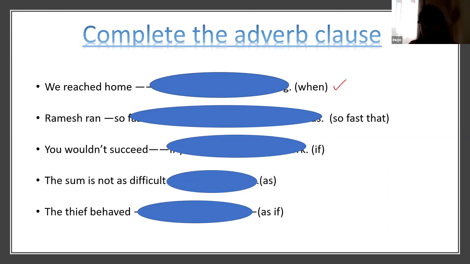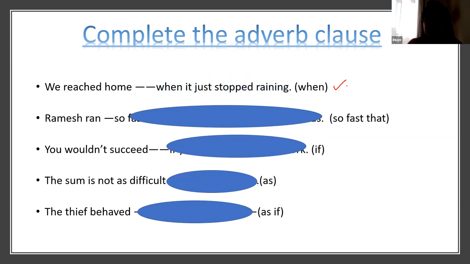Adverb conjunction, subordinating conjunction. You have to form the adverb clause. The first question: we reached home dash. Use when to form your adverb clause. So what can be the answer? The answer could be: we reached home when it just stopped raining. Okay, so you're denoting adverb clause of time here.